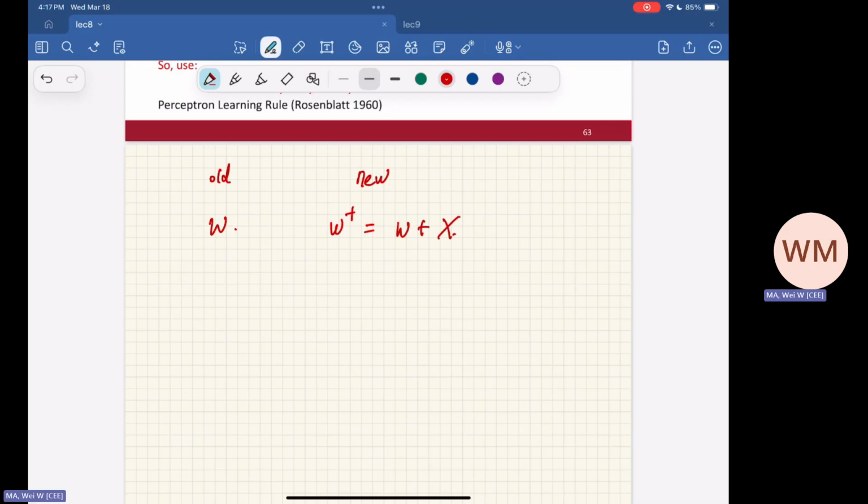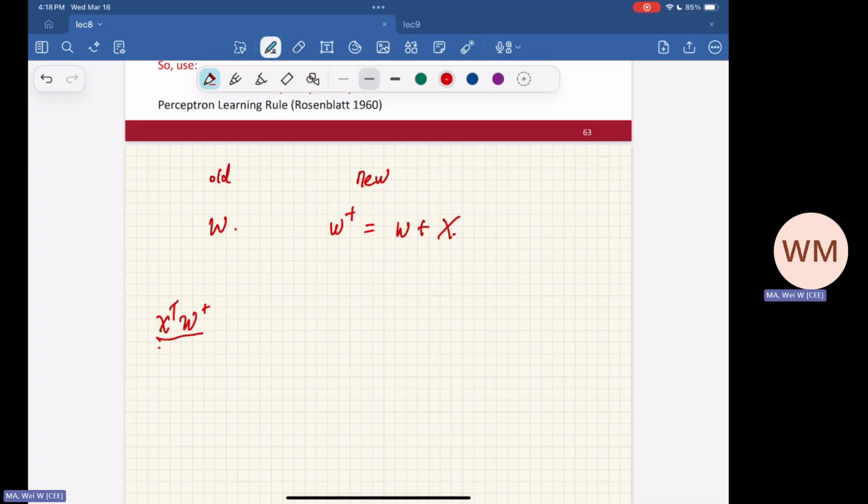Okay, I just add this data to the w. They are the same dimension, right? W is d dimension, x is d dimension, so they can add. So why am I doing this? Because I want to look at this feature, w transpose x.